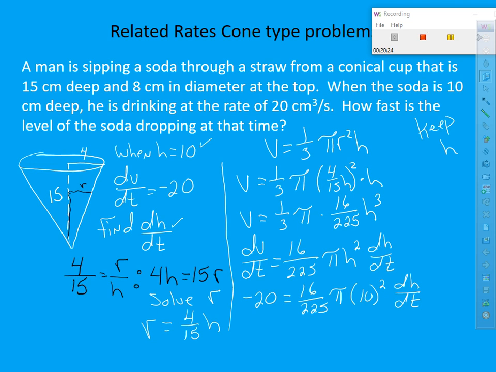Now, one more time. To solve this and keep it as a nice looking number, I'm going to go 16 divided by 225 times 100. Don't touch the pi. And then I'm going to go negative 20 divided by that number, math enter, and I'm going to get dh/dt to be negative 45 over 16. I'm going to put the pi where it belongs. And then my units, centimeters per second.